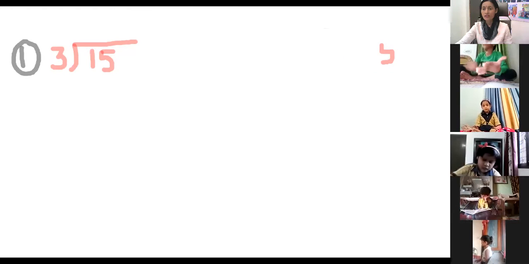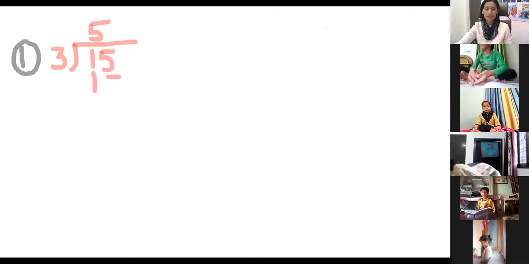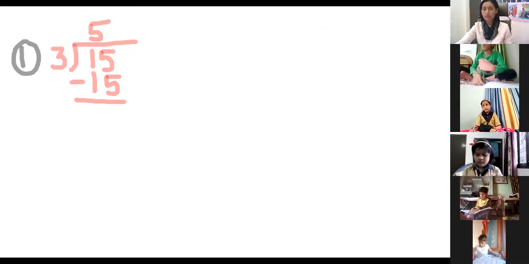3 5s are 15. So I will take my pen again and I will write down 3 5s are 15. Okay? Do it in your copy, everyone. And now you have to do the minus also. 15 minus 15, 0. So what will I write down here? Either 0 or cross.